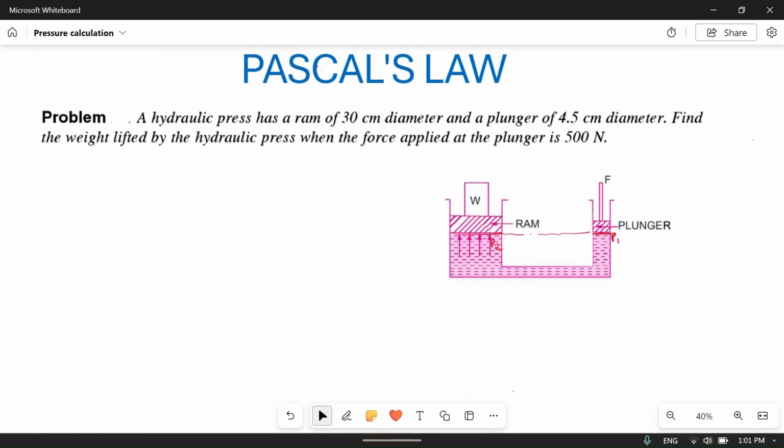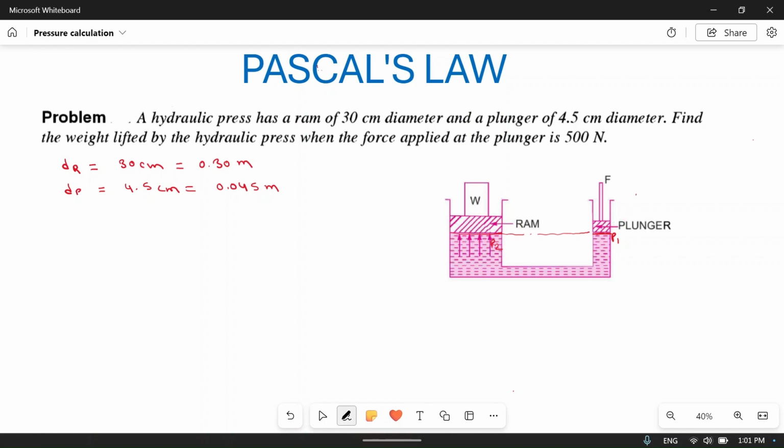A hydraulic press has a ram of 30 cm diameter. So this is the ram. The diameter of the ram is 30 cm, which will be equal to 0.30 meter, because 1 meter is equal to 100 centimeter, and the diameter of the plunger is 4.5 centimeter. So D plunger is 4.5 centimeter, which will be equal to 0.045 meter.